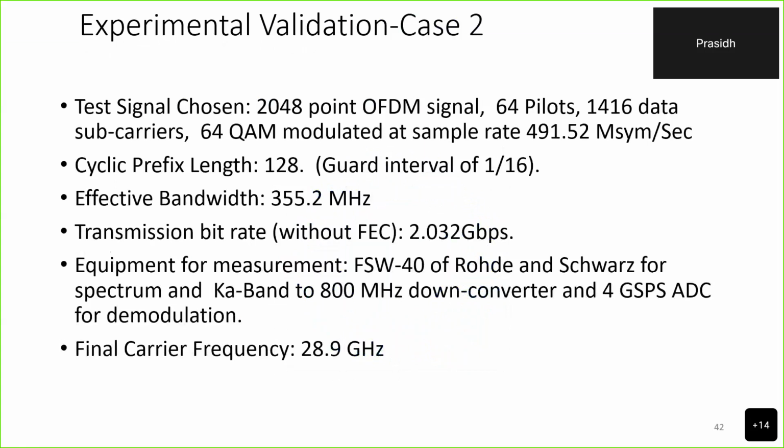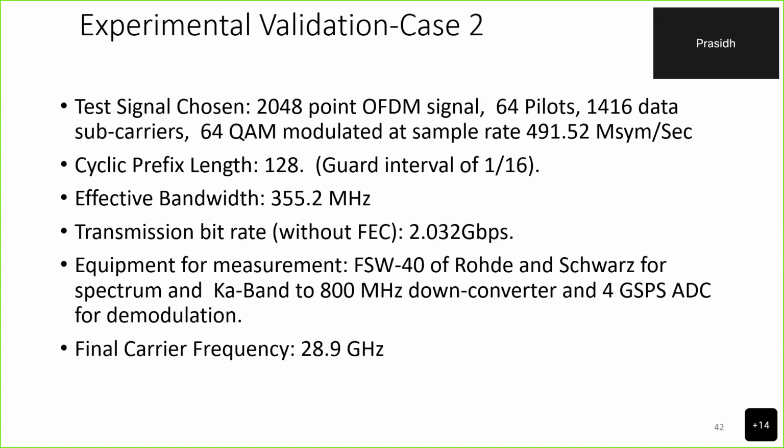So now, having demonstrated with a single carrier wideband modulated signal, the next objective was to show its feasibility for commercial terrestrial communications like 5G. So here, a 5G NR signal was generated, with an overall sample rate of 491.52 megasamples per second. In a 2048 point FFT, 1416 data subcarriers would correspond to an effective bandwidth of 355.2 megahertz.